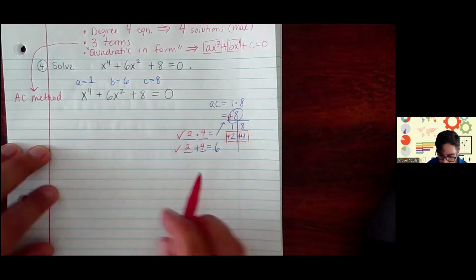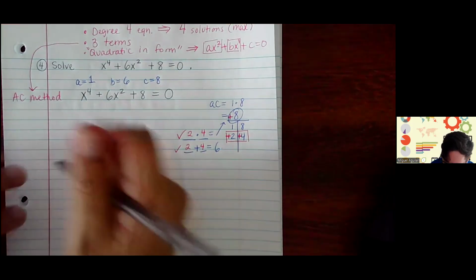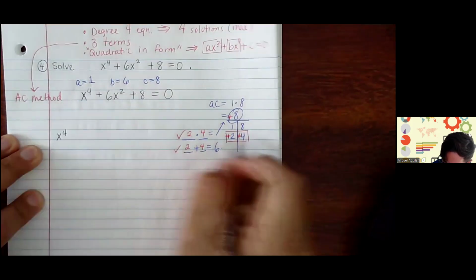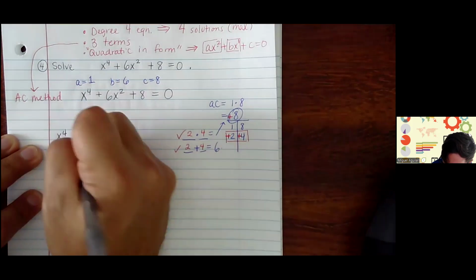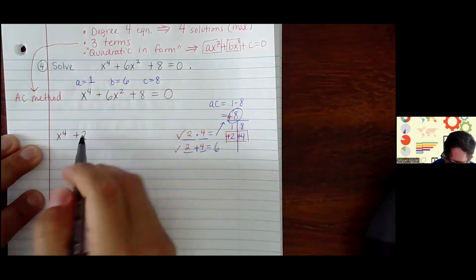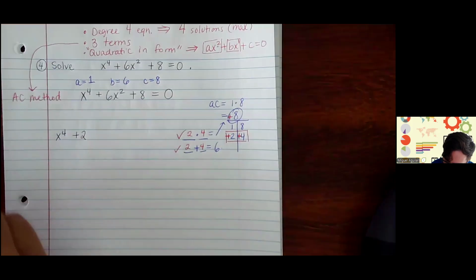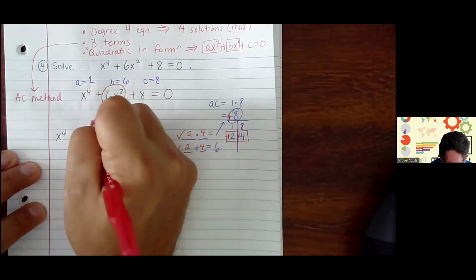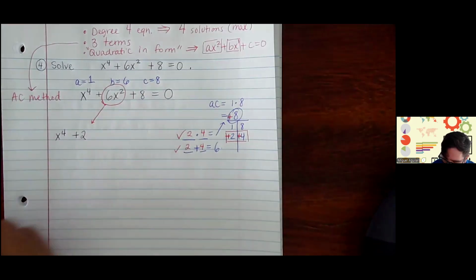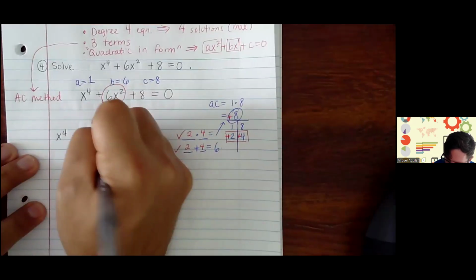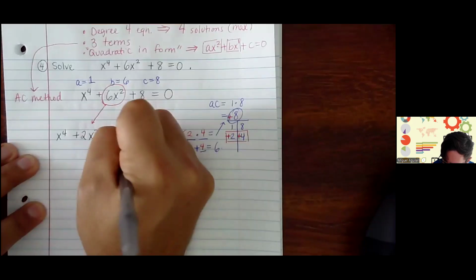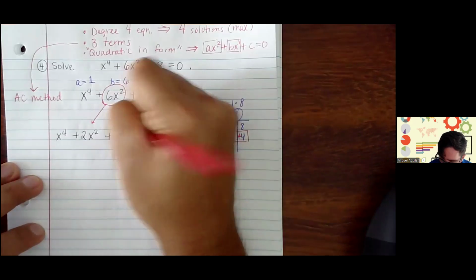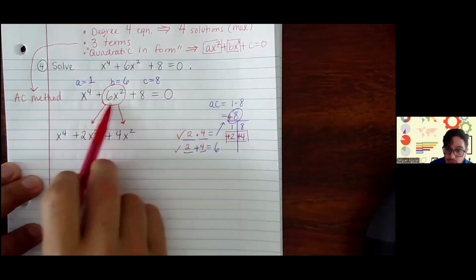So both of those conditions are met, which means we can rewrite our problem as x to the fourth power, now we're going to use our factors here, plus 2, and watch out for this, since the middle term is an x squared term, we are going to call these two middle terms 2x squared and plus 4x squared. They have to have the same variable as this middle term that we're breaking up.